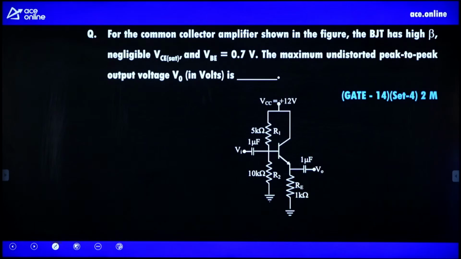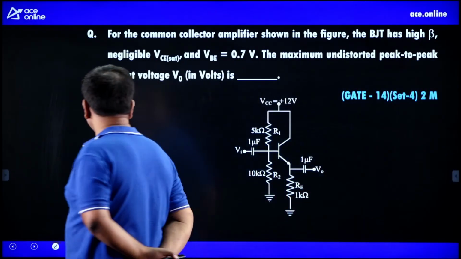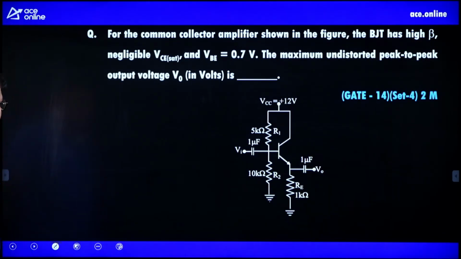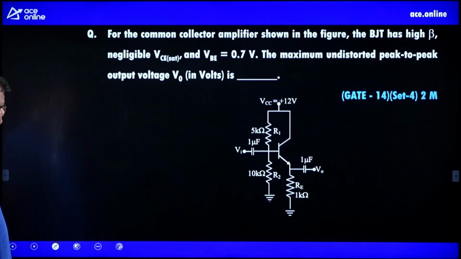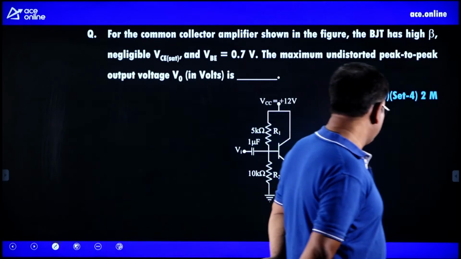Now please go through this GATE question. For the common collector amplifier shown in figure, the BJT has high beta, negligible Vce, and Vbe is 0.7. The maximum undistorted peak to peak output voltage. Now what do you mean by undistorted output peak to peak voltage?